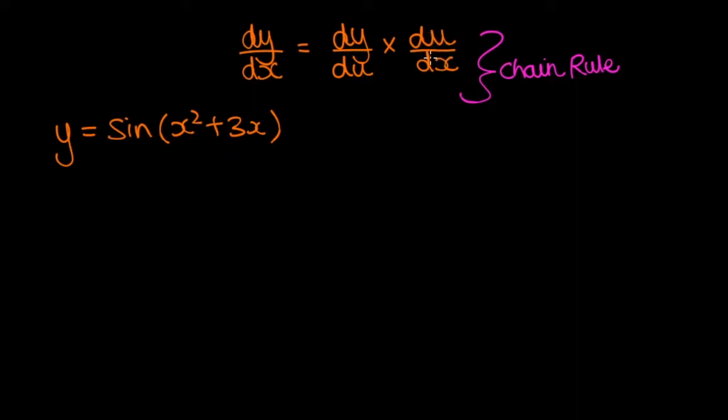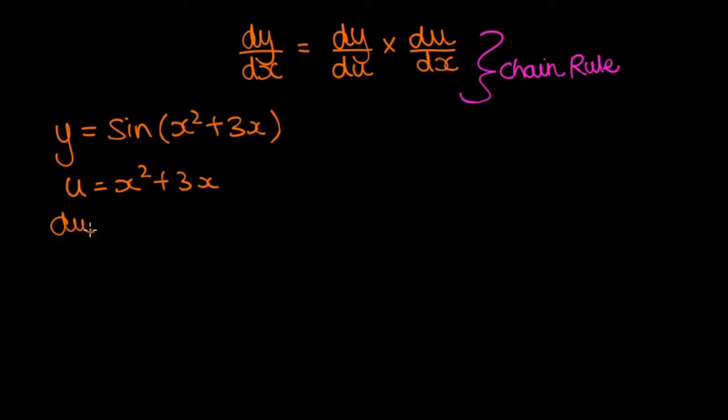So you're probably wondering, why is there a u in this equation and where does the u come from? Well, u is a variable that we define, and we always define it as the innermost function. So in this case, the innermost function is x squared plus 3x. Now we can differentiate this equation with respect to x, and we'll end up with du by dx.